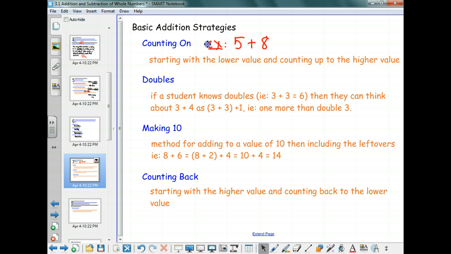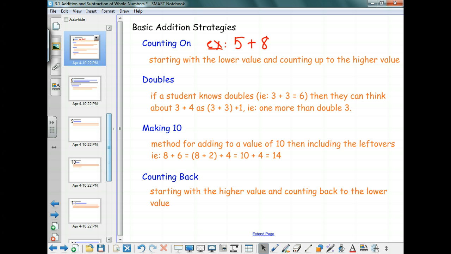Another idea is to do a counting back idea. Okay. Much like the counting on idea, counting back is actually a subtraction strategy, but it's included in the same section of strategies that we're taking a look at.